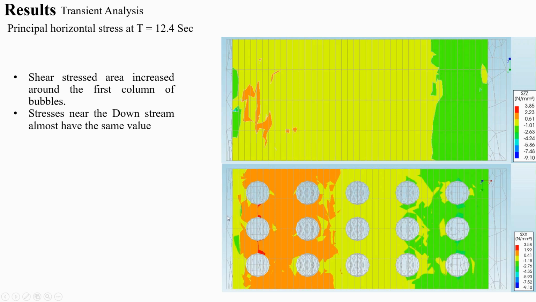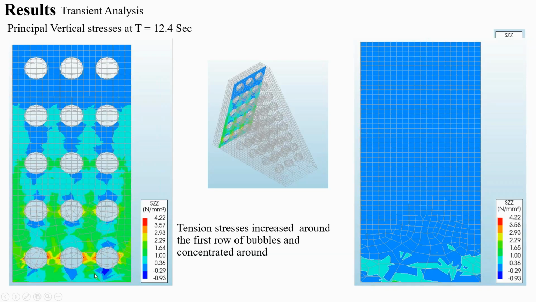For the principal stresses, tension stress increased around the first row of bubbles and concentrated around it. And comparing the results with the full dam, tension stress is increased higher, but in this certain area.